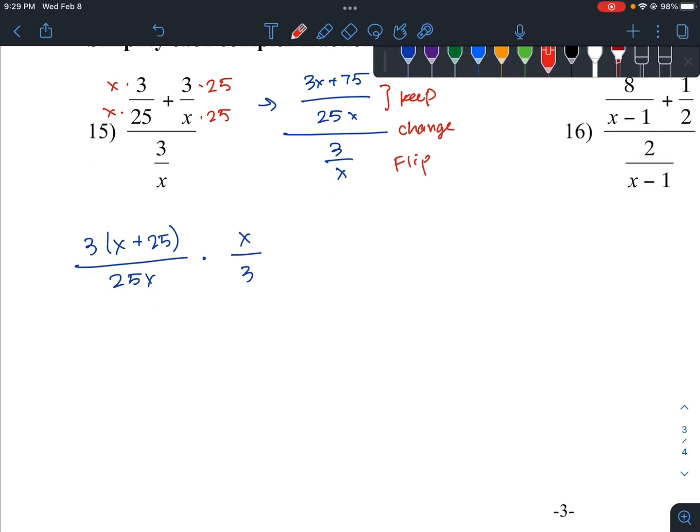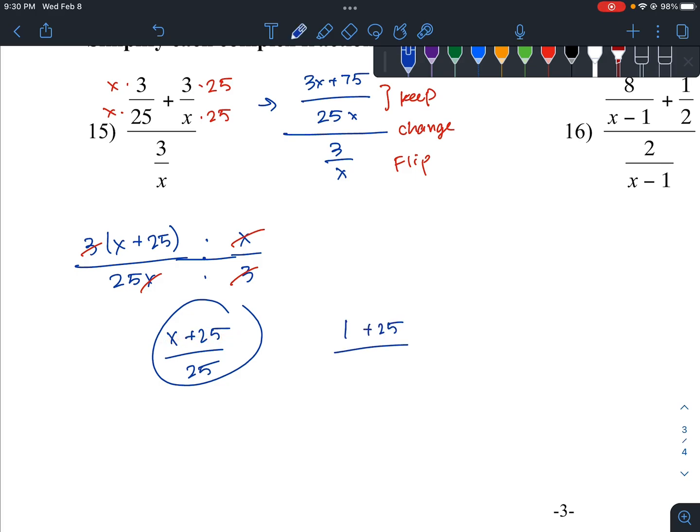And then I'm going to cancel any terms because now it's multiplication. So I can cancel an x and an x, a 3 and a 3. So I have x plus 25 divided by 25, and that's that right there. Do not cancel those out because, for example, let's say if it was 1 plus 25 divided by 25, that would be equal to 26 over 25. So do not cross out the 25s because this does not equal 1. That is not the same thing. So this has to remain like that.